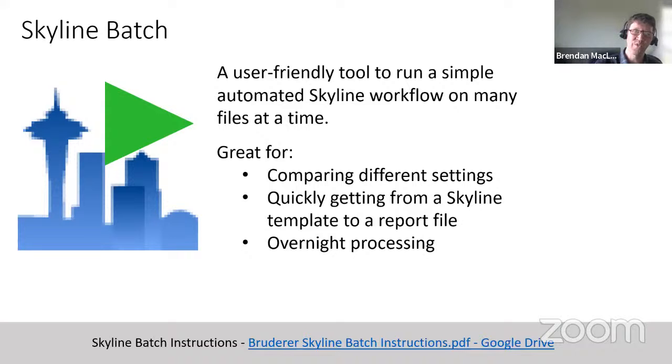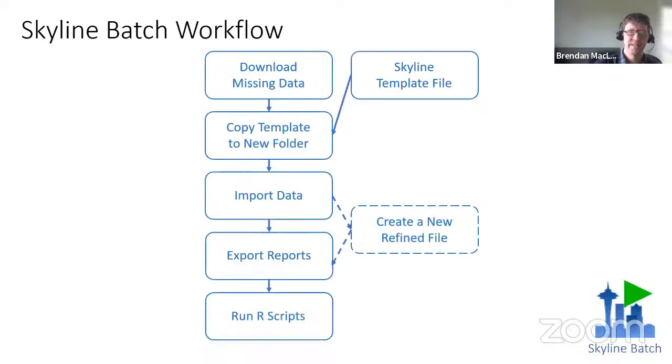And then it's great for overnight processing, where you can do really extensive processing that would be out of the question, or weeks of work, if you were to do it manually in the Skyline UI. So this is the workflow. Hopefully at this point you've downloaded the data and tried it. We just created a Skyline template file, which Skyline Batch will copy to a new folder for analysis.